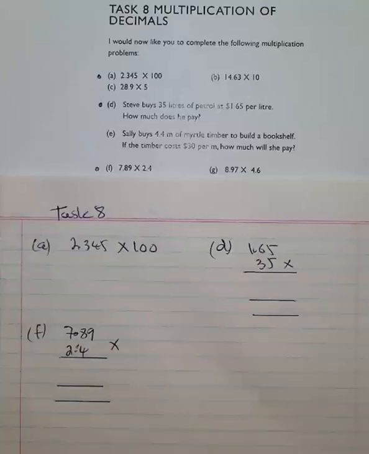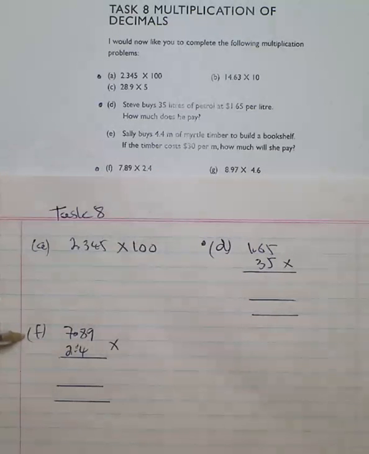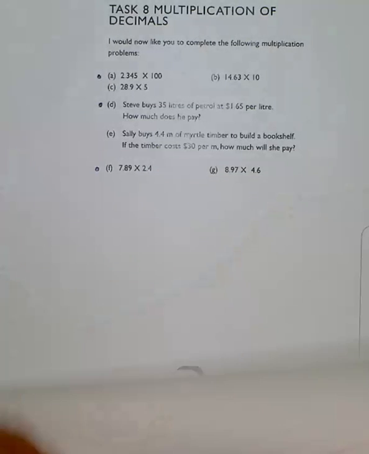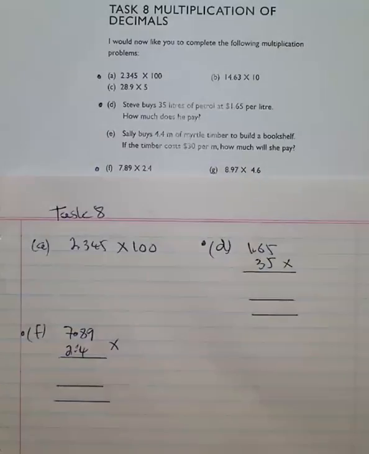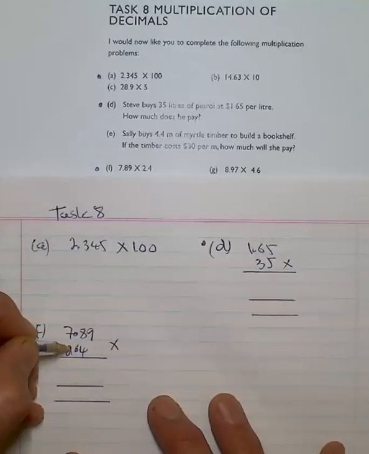In task 8, you're asked to multiply decimals by another number. Now, in some of these instances, particularly once you get beyond C, these would be problems I would do in real life using a calculator. So D and F, and when I go through it, H are all calculator jobs in real life. However, because we're doing this by pen and paper, I'll show you how to work these through.